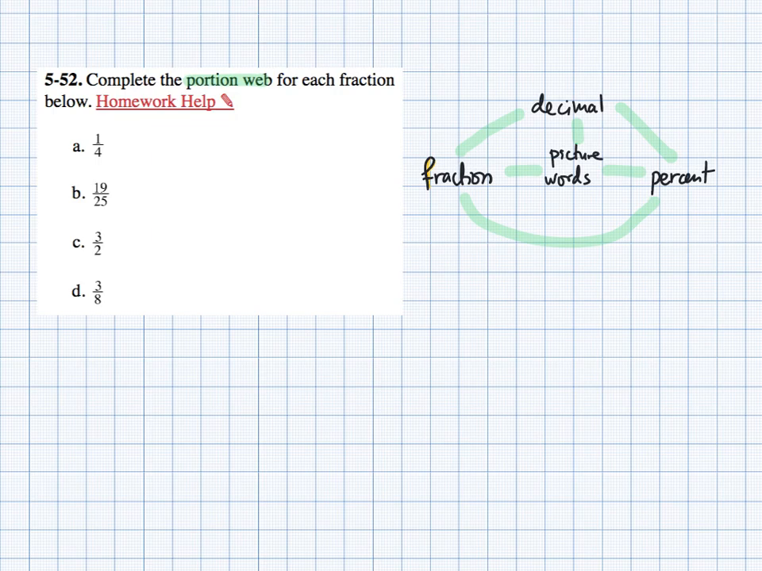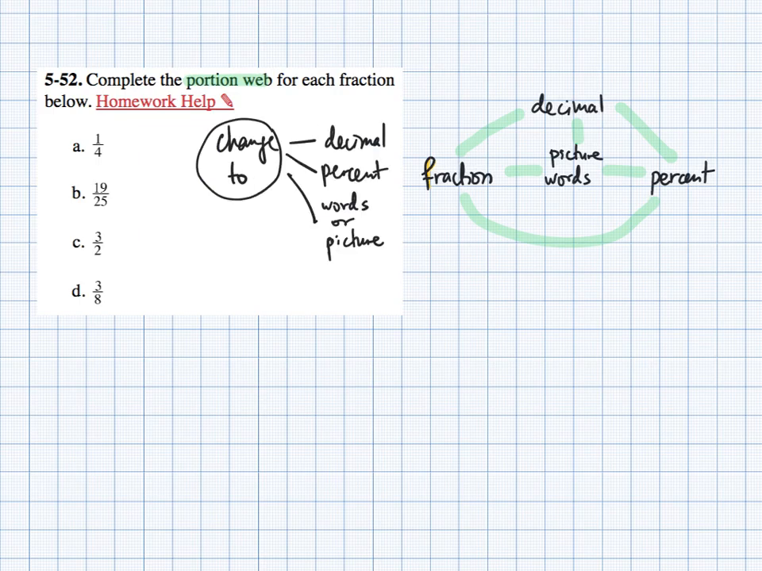So let's see, we are given fractions. That means we need to find decimal, percent, and words. So I'm going to do letter C and D, guide you through it, and you can go back and do A and B. So let's start with letter C. So our fraction is 3/2. In words you could write it like that, but how do we really change it to a decimal?